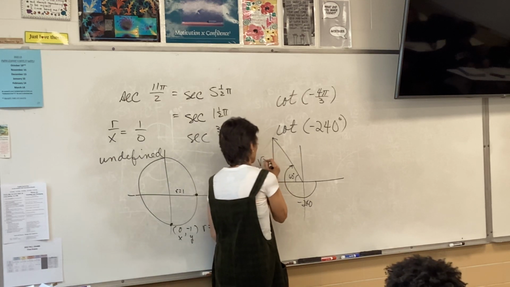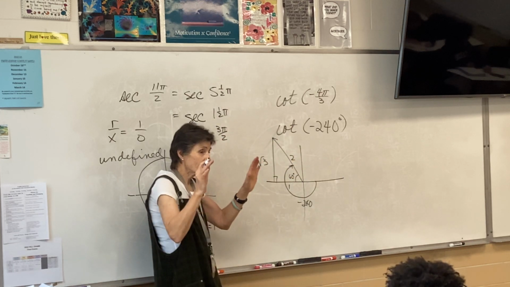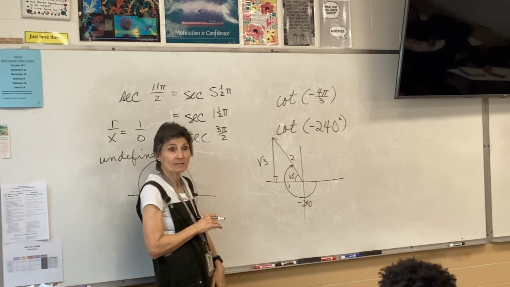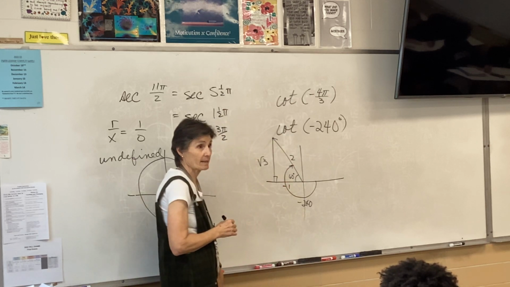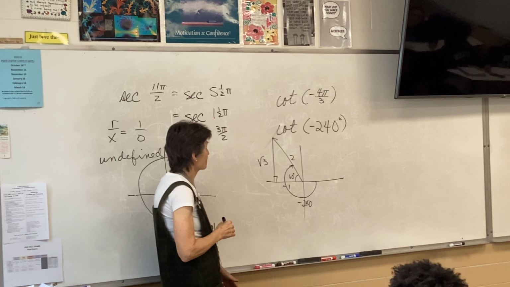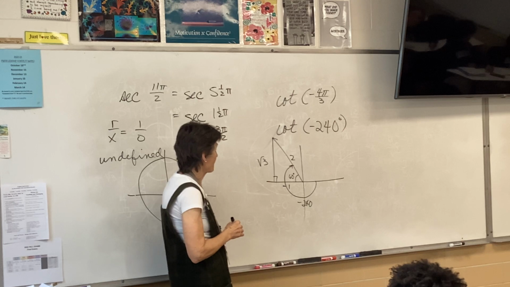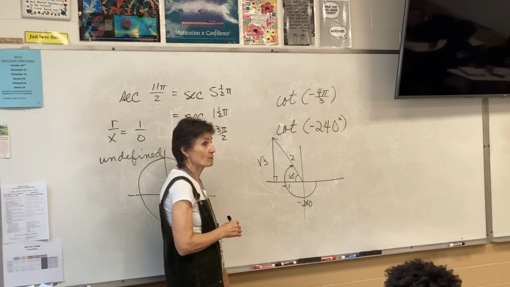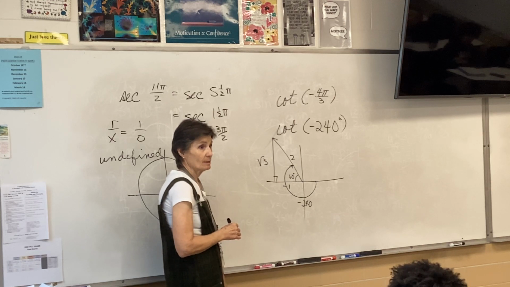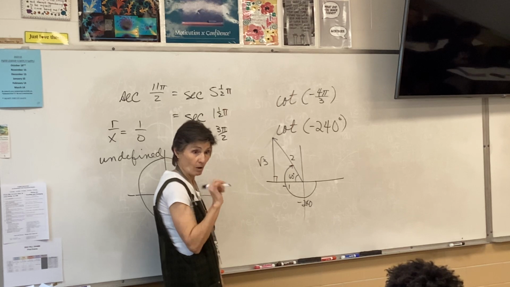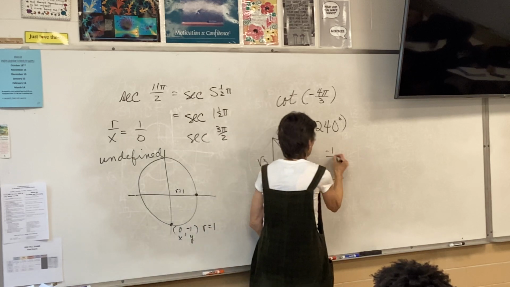Well, then this is root 3, this is 1, this is 2. But ding, ding, ding, we're not in quadrant 1, so something's gotta be negative. What's negative in there? Negative 1, x. All right, we want the cotangent. Cotangent will be the reciprocal of tangent, so that will be adjacent over opposite, or x over y, depending on which definition you're using. So negative 1 over root 3.